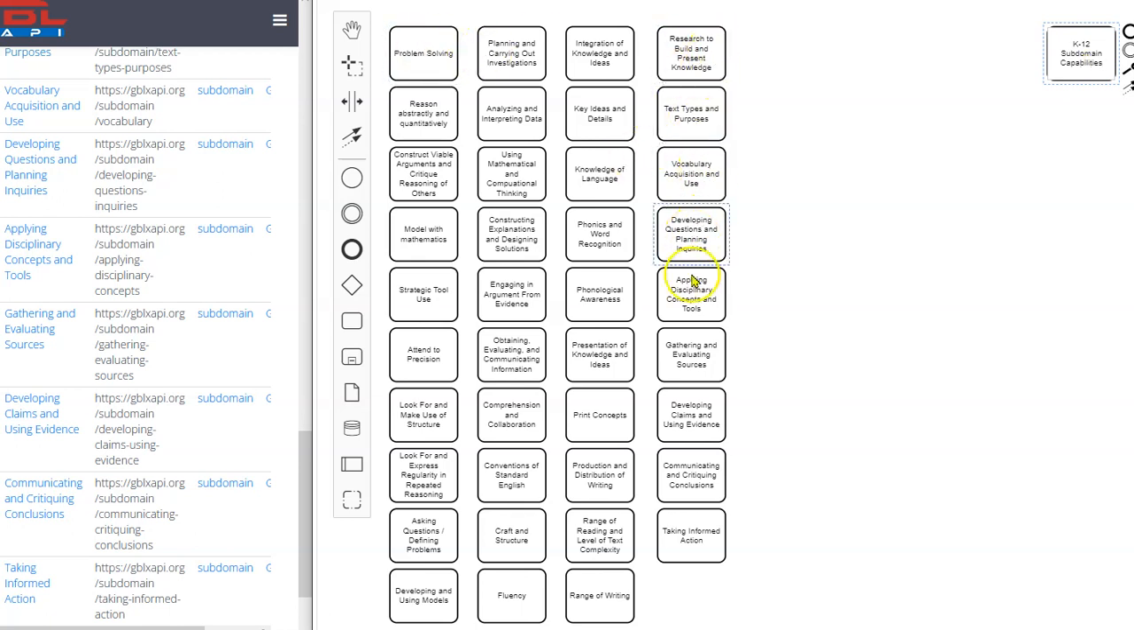4 times 2, 4, 6, 8, 9 is 36, 37, 38, 39. Really, 39 of these, huh? Okay. 39 capabilities for K through 12 education. Okay, 39 capabilities. I'll just say subdomain capabilities. There we go. For K through 12 education.